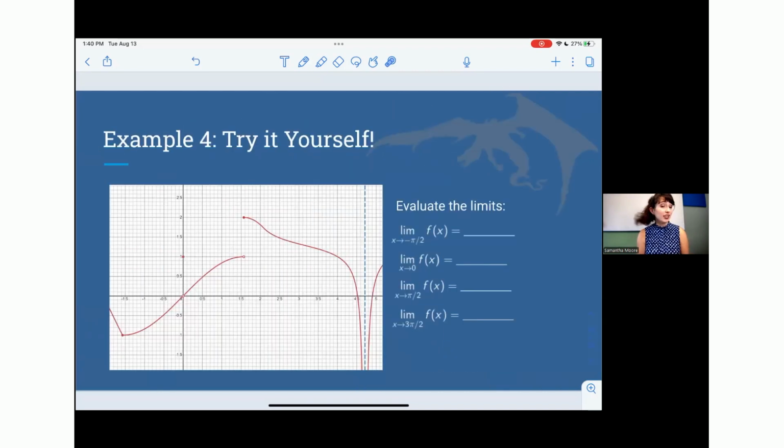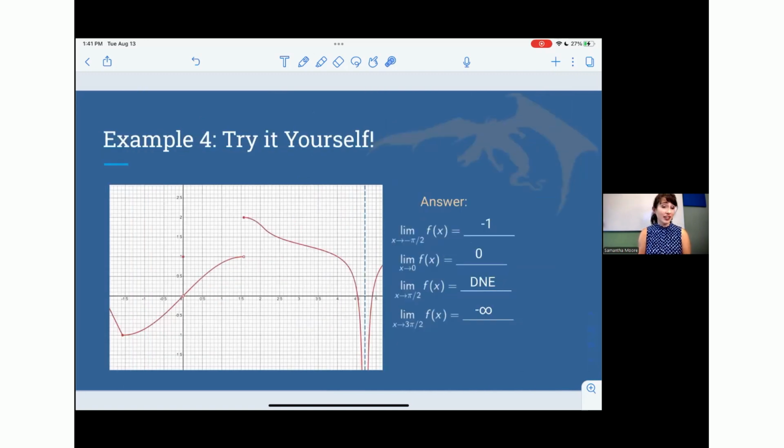Okay, so now is your chance to go ahead and try it yourself. I've got a graph here, and I would like you to pause the video and go ahead and try to find each of these limits. And I will show you the answers in just a second to be able to double check yourself. But yes, pause here. Okay, I'm assuming you are back from having paused.